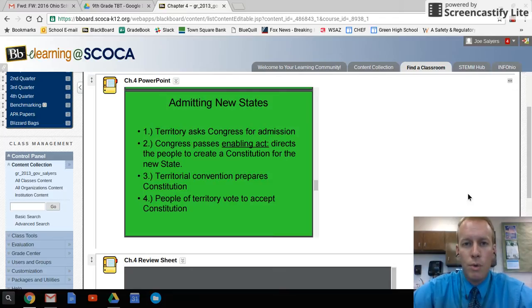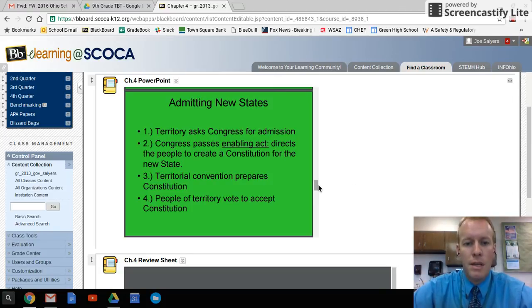So number one, the territory has to ask Congress for admission. Now, primarily before this step, the territory holds an election to see if the people want to ask for admission. So that's a step that takes place at the territorial level. The territory has to ask Congress first. Then Congress, if they agree, passes what's known as an enabling act. This directs the people of that territory to write a constitution. The territory must then hold a convention to write the constitution.